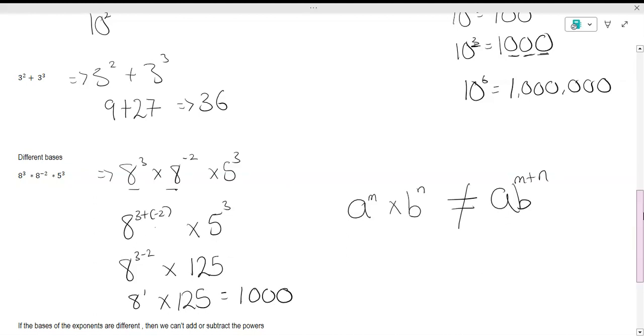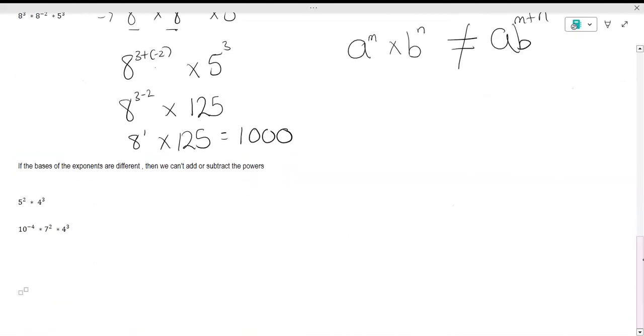If we move on to the next one, we have 5 raised to the power 2 times 4 raised to the power 3. What's 5 raised to the power 2? That's 25, times 4 raised to the power 3, which is 64. And then what is 25 times 64? That will be 16,000. So a calculator might help when you're dealing with big numbers.